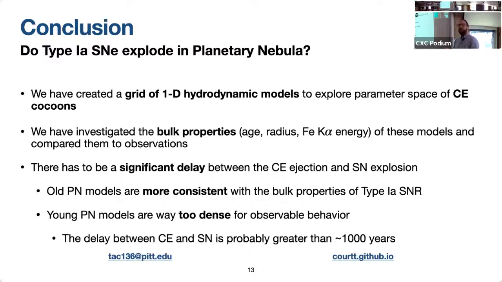And in this framework, we found that there has to be a significant delay between the common envelope ejection and the supernova explosion. And we can say this because our old planetary nebula models were much more consistent with the bulk properties of our 1A remnants, while our young planetary nebula models are way too dense for this observable behavior. So we could potentially say that the delay between common envelope and supernova is probably greater than about 1,000 years.